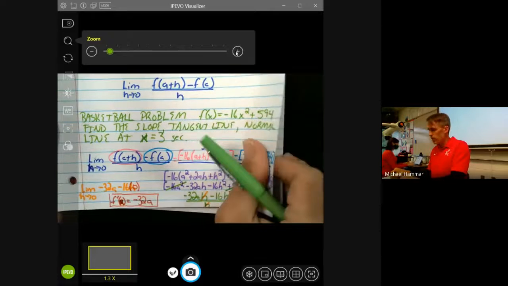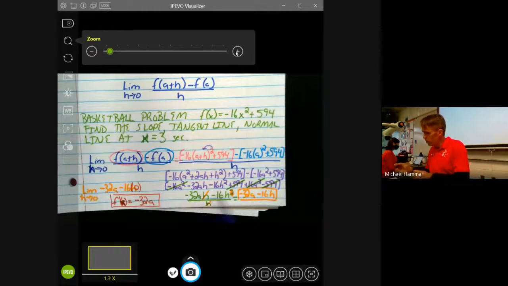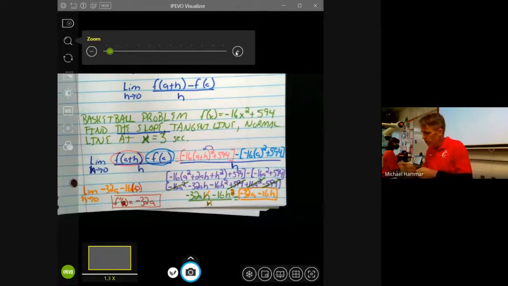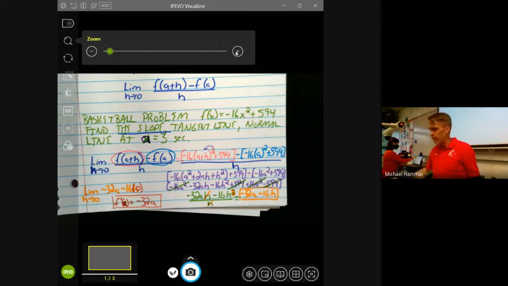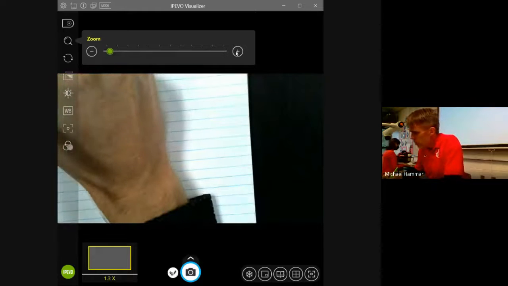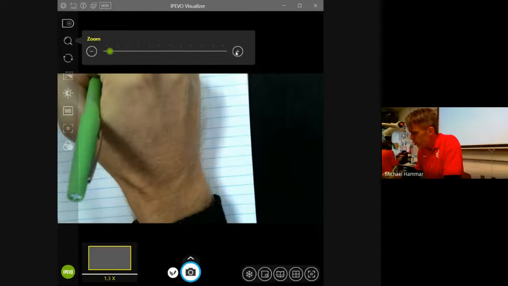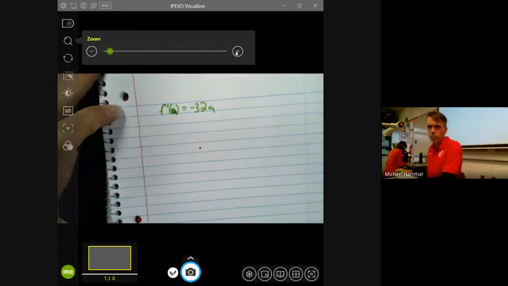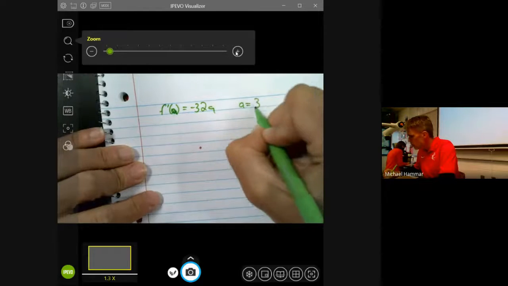Let's continue on with this problem. So we're going to keep using that equation. If you remember back in the problem, the first thing I wanted you to do was calculate the slope of the line. We are looking at the place where a equals 3. Since we know the derivative of the function is equal to negative 32a, how do we find the slope? We're trying to find it at a equals 3 seconds.